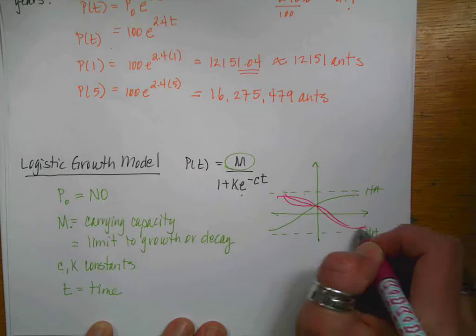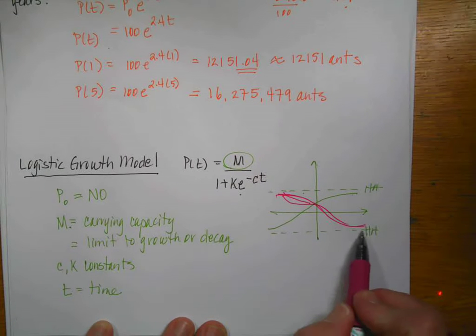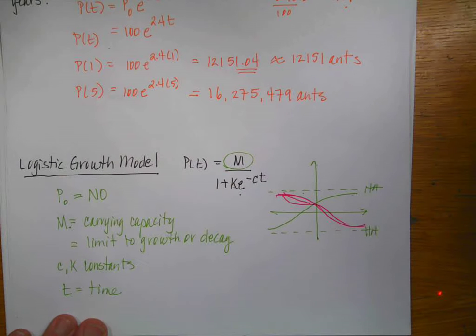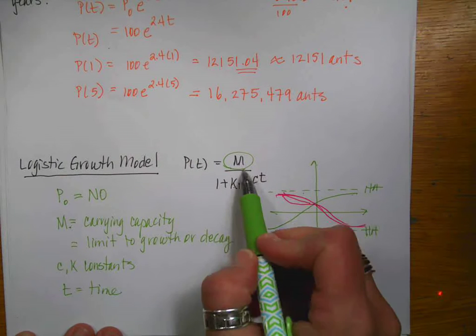Maybe that hurts my head a little bit. Oops, I'll draw it backwards. There we go. That's easier. So, it would be the limit of what's going to happen on the bottom end. Typically, we talk about growth for this particular model.